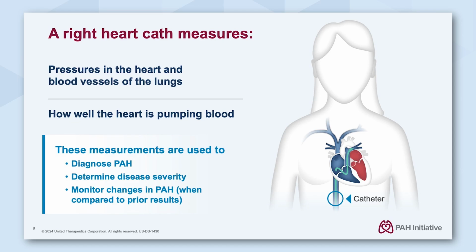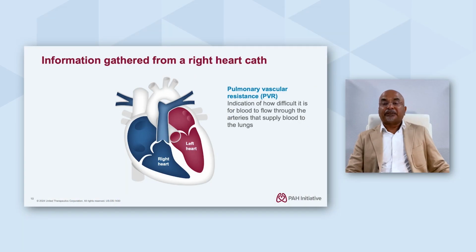Now, these measurements are used to not only diagnose and confirm pulmonary arterial hypertension, they can also help to determine disease severity and monitor changes in pulmonary arterial hypertension when compared to prior results. Information gathered from the right heart catheterization can help provide various important details. One of the important things is pulmonary vascular resistance.